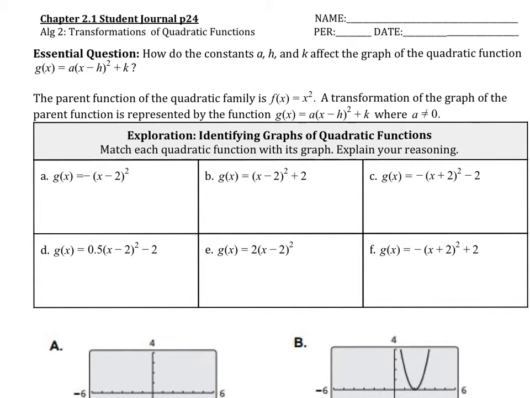Introduction to Chapter 2.1 Transformation of Quadratic Functions. Essential question: how do the constants a, h, and k affect the graph of the quadratic function? g(x) = a(x - h)² + k.